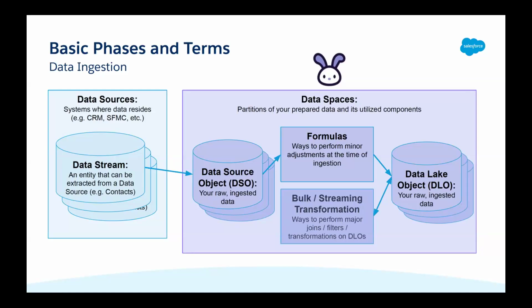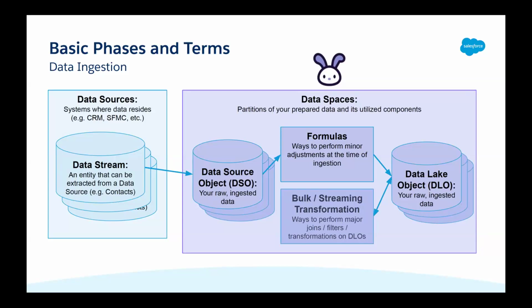It's the object shaped down on the left. A data stream is effectively an entity that can be extracted from a data source. So it could be perhaps orders from Commerce Cloud, or maybe contacts from Sales Cloud. And once a data source is connected to Data Cloud, data streams provide a path to the respective entity. Data streams are then ingested into a data source object, or DSO.